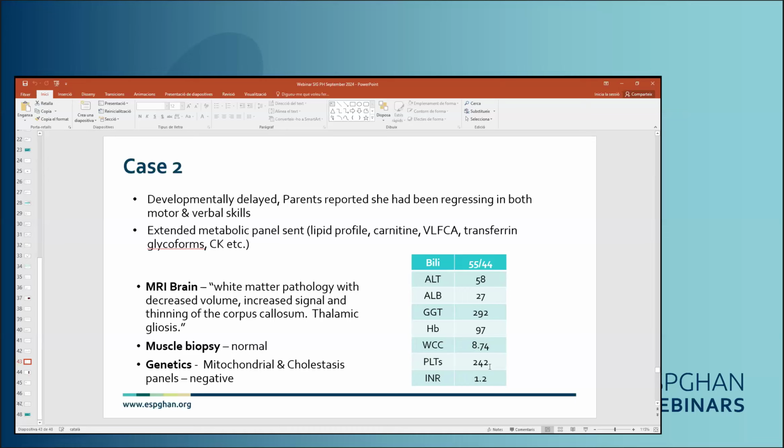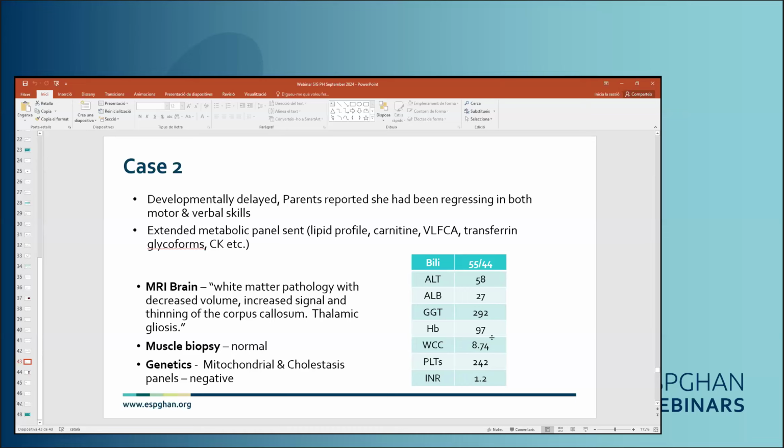But the plot thickened in that the parents had mentioned that, because she looked delayed to us, up until the age of 3, she was completely normal, and developmentally normal, but she started regressing, losing some of her motor skills and losing some of her verbal skills.